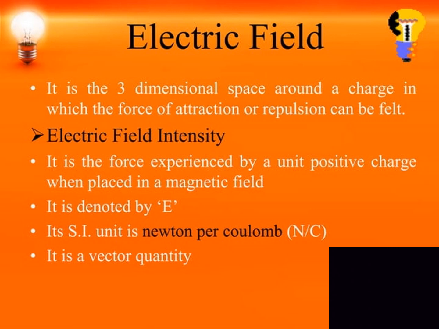Okay, such a type of one is called electric field intensity. Okay, it is the force experienced by a unit positive charge when placed in a magnetic field. When an electric field is placed in a magnetic field, it will exert force on only one unit positive charge. And the SI unit of electric field is Newton per Coulomb. Newton per Coulomb. Okay, and it is a vector quantity, whereas current is a scalar quantity.